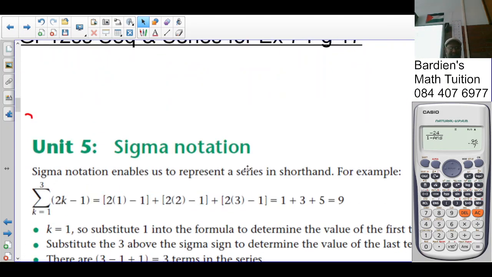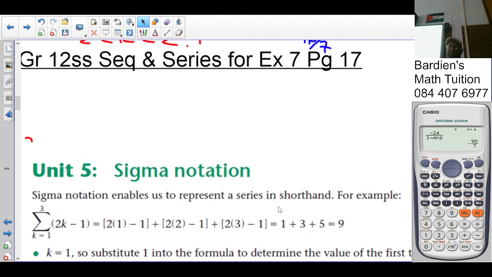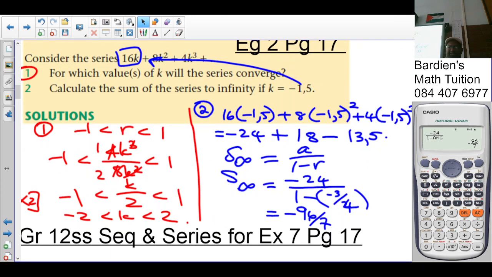Alright. And then the next lesson will deal with sigma notation. So what I want you guys to do now is exercise 7, and exercise 7 is on page 17. So do that exercise. I will check your books. I'll sign your books now as well. So I'll call you up row by row. Alright, you guys may start.